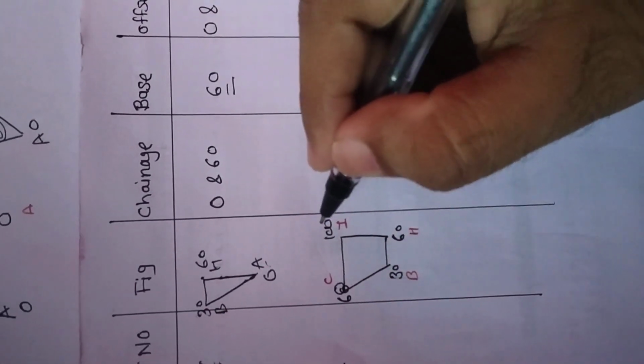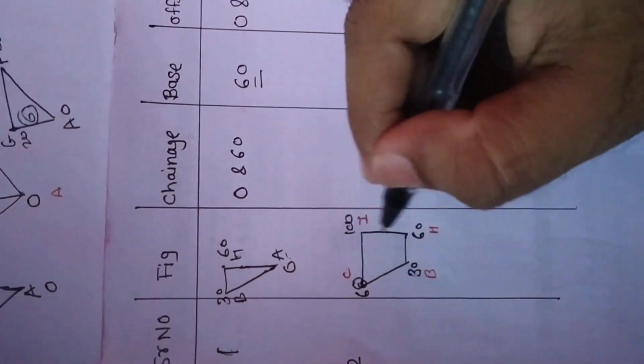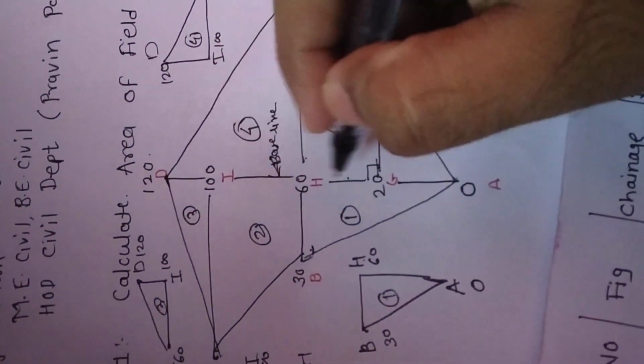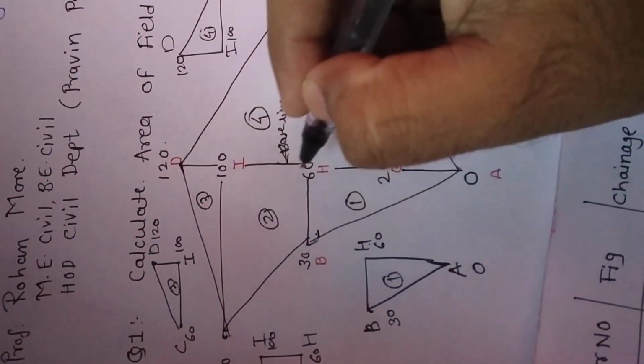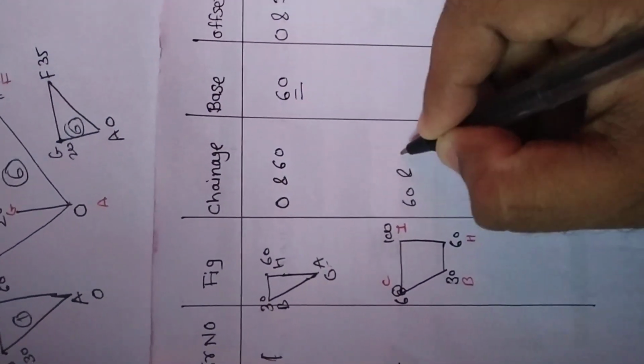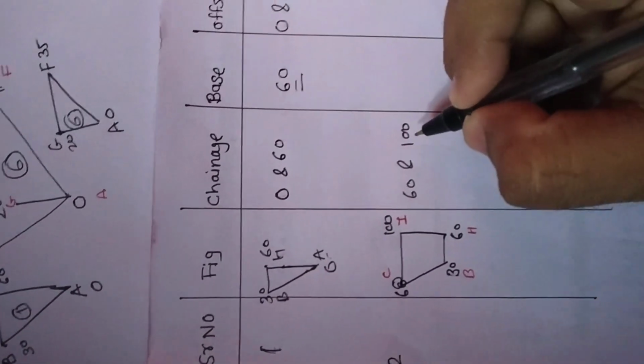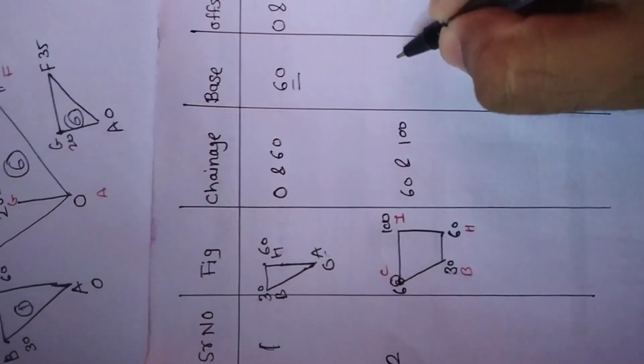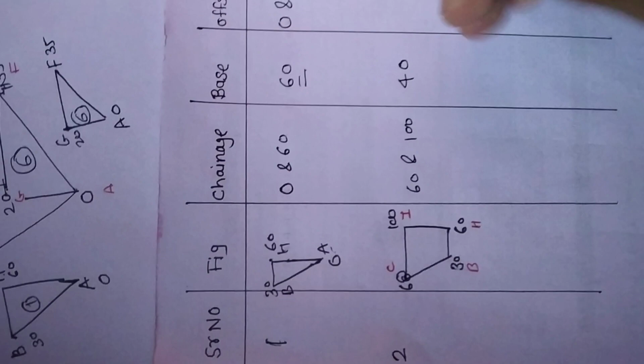What I said earlier about chainage: how to calculate chainage? This is a vertical line, and this vertical line is known as chainage. This is figure number 2. This is 60, this is 100. So what am I writing in the chainage? 60 and 100. How am I calculating the base? 100 minus 60, which is equal to 40.